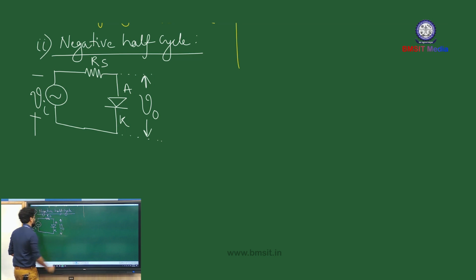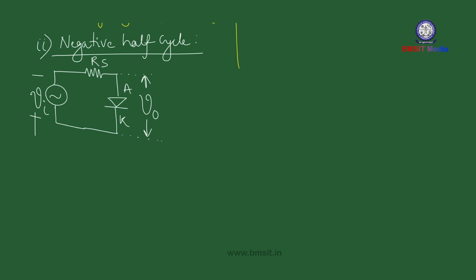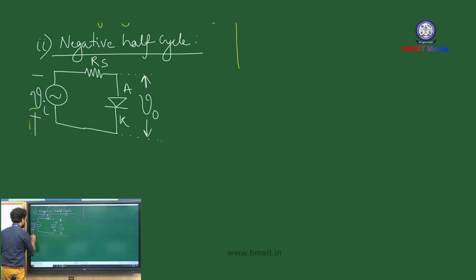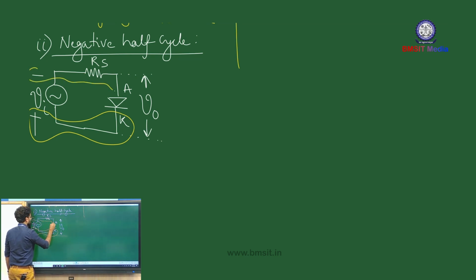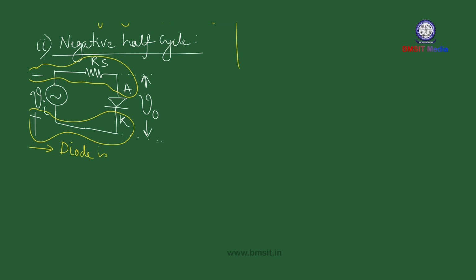The output voltage will be measured across the diode terminals. Now if you investigate this particular circuit, you would see that the positive terminal of the source is connected to the cathode terminal of the diode. On the other hand, the negative terminal of the source is connected to the anode terminal of the diode through the resistor Rs. So the positive terminal of the source is connected to the cathode terminal, so we can say that the diode is reverse biased.